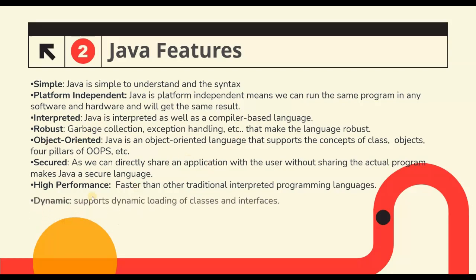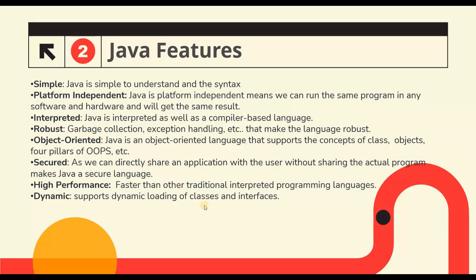Next, it also supports dynamic loading of classes and interfaces. And obviously the last one is multi-threading, which means a Java application supports multitasking. We need to define tasks such that multiple tasks can be handled at a time, right? So this is one of the most important features, multi-threading.